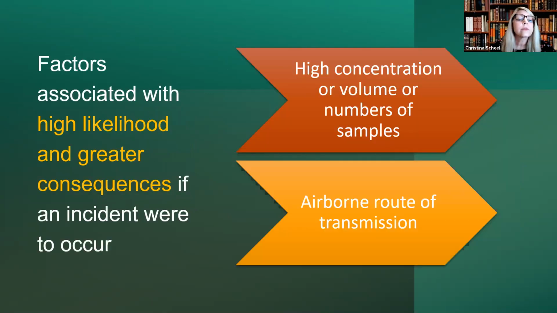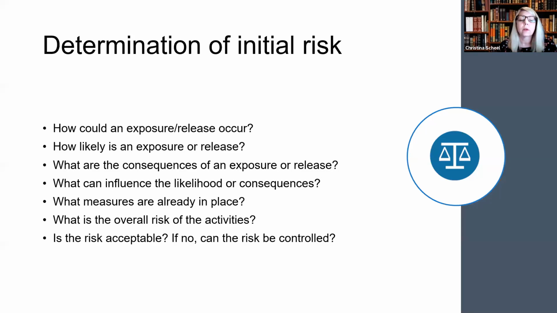There are also factors that are associated with both high likelihood and greater consequences if an incident were to occur. The first is a high concentration of biological agent, a high volume of that biological agent, or a very large number of samples containing that biological agent. The second is if it has an airborne route of transmission. So now we're going to go and we're going to determine our initial risk.